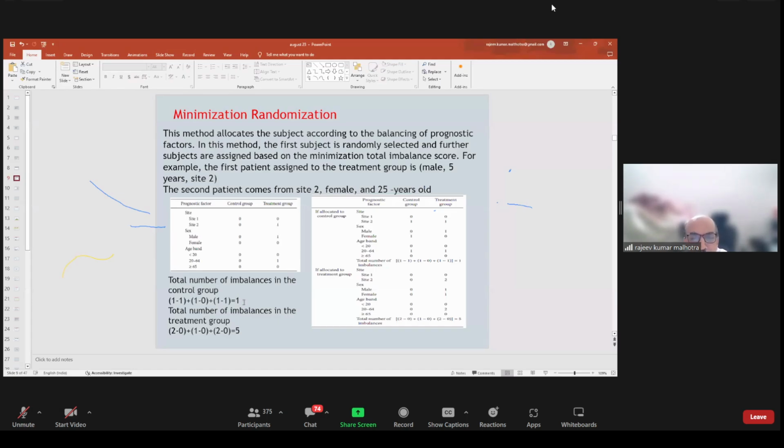Now the minimum is in the control group. So the next patient will be assigned to the control group.